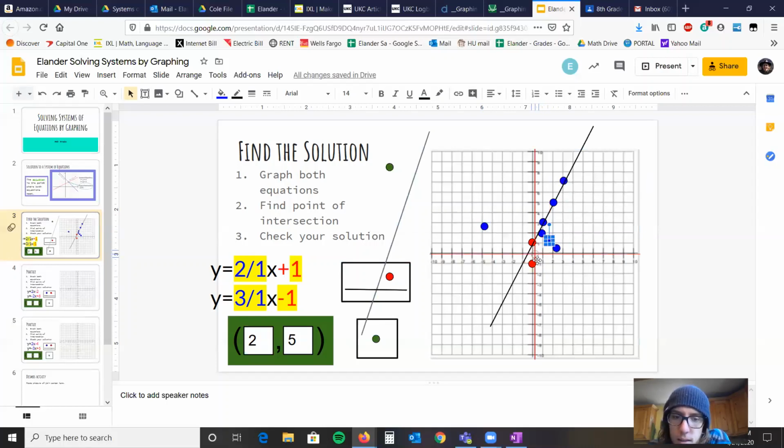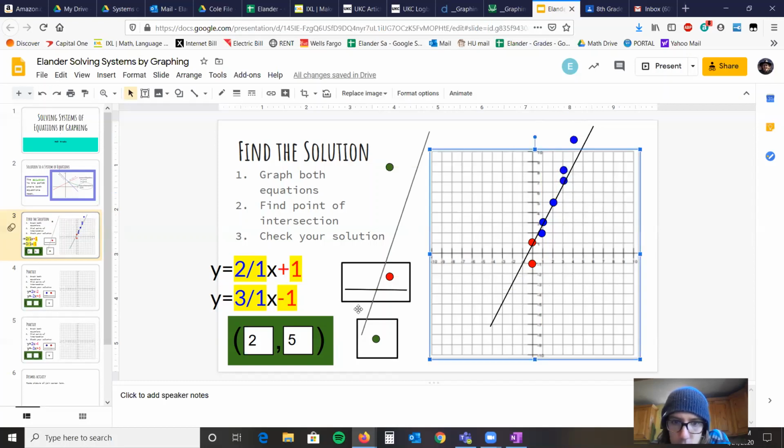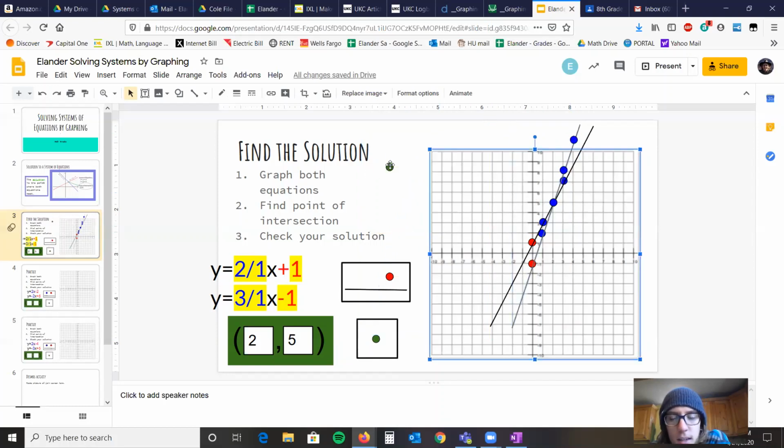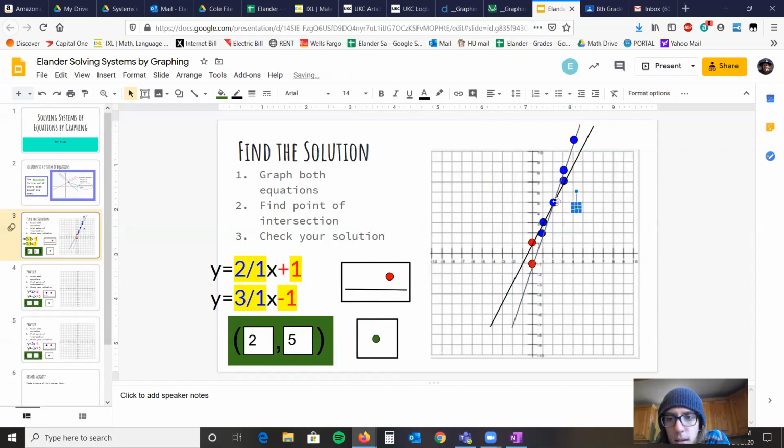Okay, so I said rise 3, run 1, so I'm going to do that again. I'm going to say rise 1, 2, 3, run 1. Rise 1, 2, 3, run 1. Okay, and that one would be somewhere up there. All right, so then I would graph my line. And I would be noticing where they intersect, and it looks like it's going to be right here.